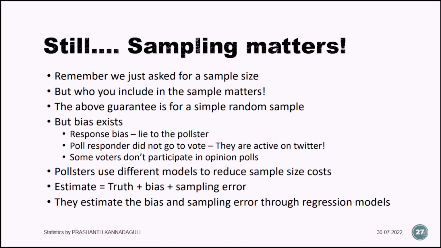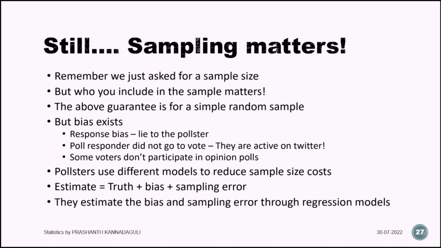The poll responder did not go to vote. He simply said that he voted for this person. You calculate with him that there is a vote percentage like this, but actually he never went to vote. The third is also a bias, but it is better than the others. Voters did not participate in the opinion poll. So in the opinion poll you don't get their view, but their actual voting will be considered. That's also going to generate an error, but it's okay.